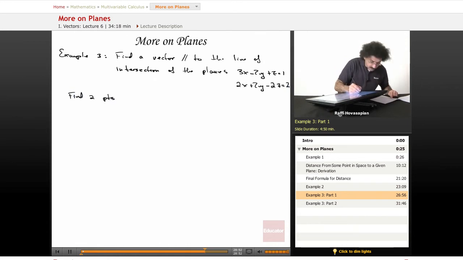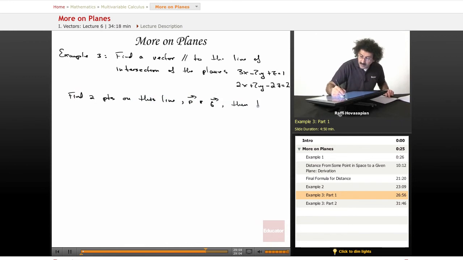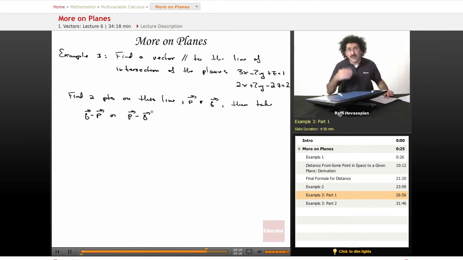So find 2 points on this line. We'll call them P and Q. Then take Q minus P or P minus Q. Again, the direction of the vector doesn't matter. Any vector is fine, whether it's one direction or the other direction. Parallel is this way and that way. We're going to end up solving 2 equations in 3 unknowns. This is a line, so there's an infinite number of points that I can choose from. I'm going to choose a z and solve for x and y. Then I'm going to do the same thing for another point. Choose a z, solve for x and y, and those are going to be my 2 points P and Q, and then I'm going to take the vector in between them.